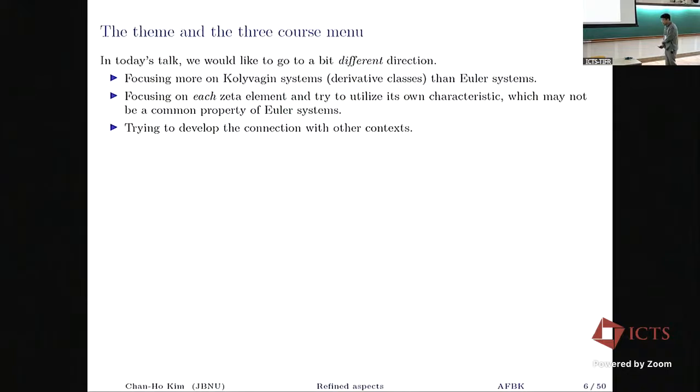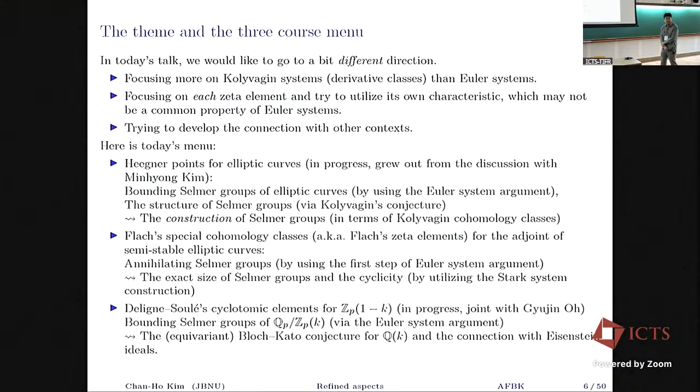And here are 3 menus. First one is the Heegner points. So this basically grew up from the discussion with Min-Hyung Kim. Here, what we want to talk about is how to utilize the so-called construction of Selmer groups. And we will also talk about Bloch's special cohomology classes. In this talk, I would like to call them Bloch's zeta elements for adjoint of semi-stable elliptic curves.